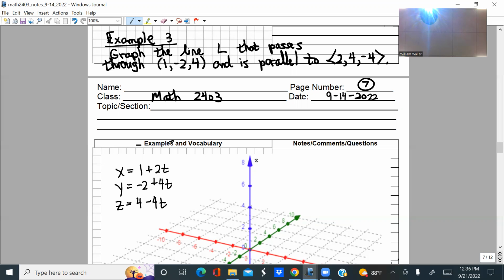And you get different points on the line by choosing different values for t and just filling them in. So when t is equal to 0, you get this point, but choose other values for t and you'll get other points on this line.